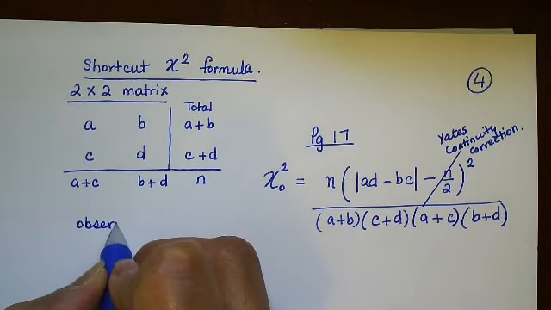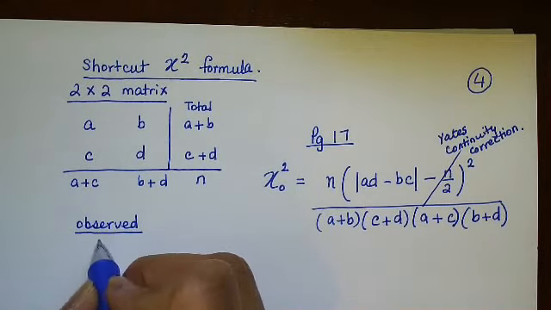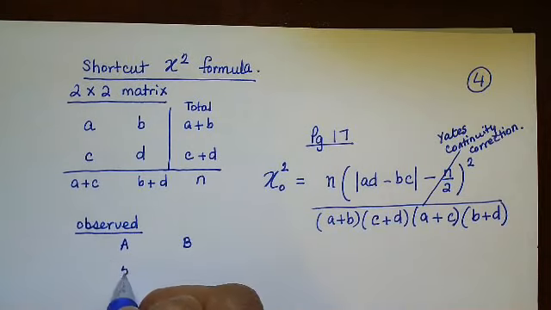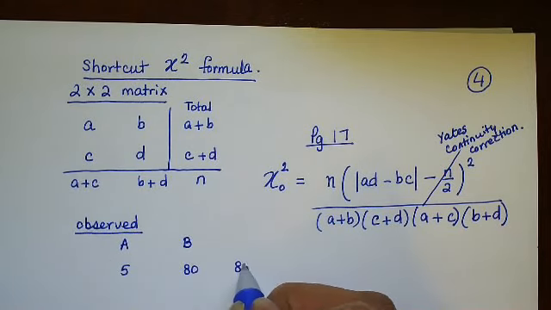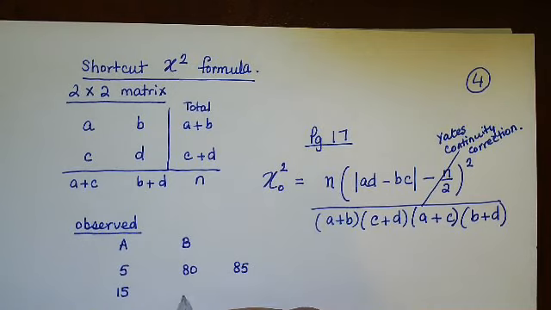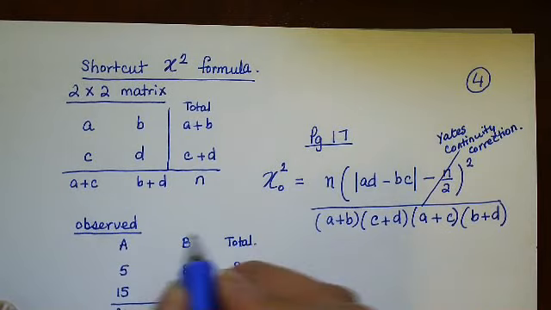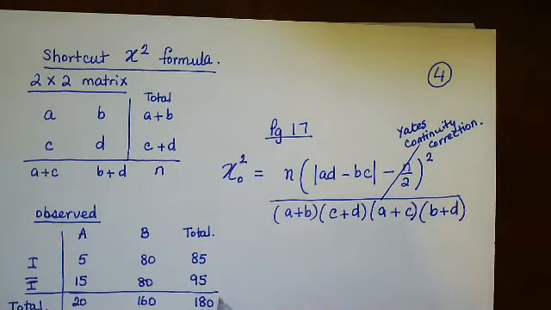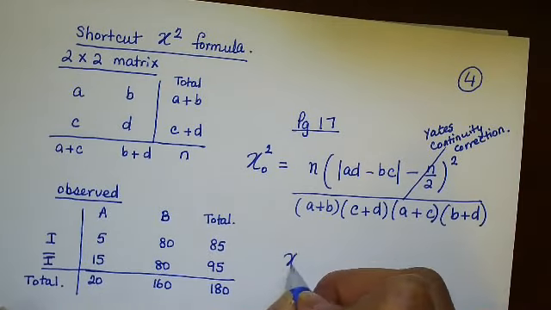This was our observed matrix. I had A and B, and the numbers were 5 and 80 for a total of 85, and 15 and 80 for a total of 95. And then my column totals here were 20 and 160 and 180. Let's label this properly: insomnia and no insomnia. That's what I had before. So my n is 180.